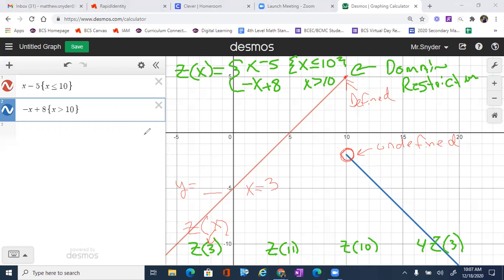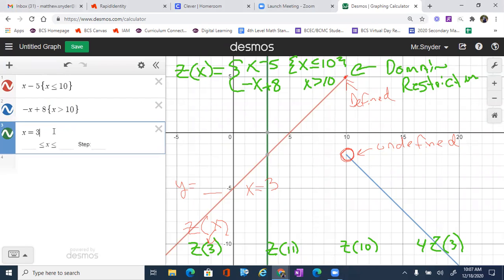So what equation do I use? Do I use the red one or do I use the blue one? Well, let's go ahead and just type it in. I'm going to type x equals to 3 in. And what you can see is it crosses the red graph right there. And it crosses the red graph at exactly the value of -2. So it is -2.